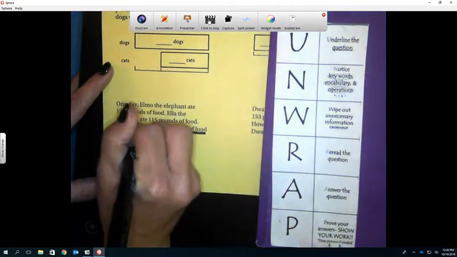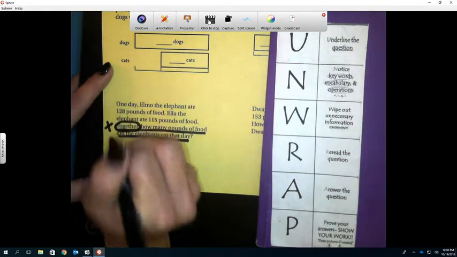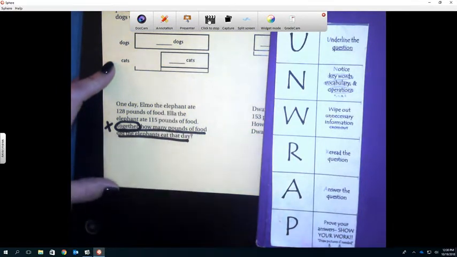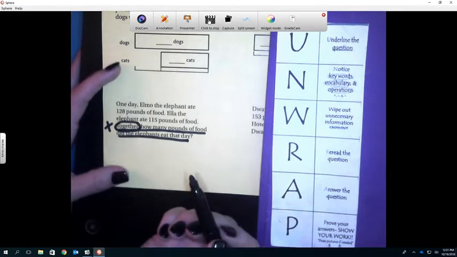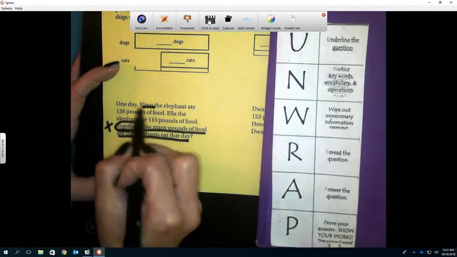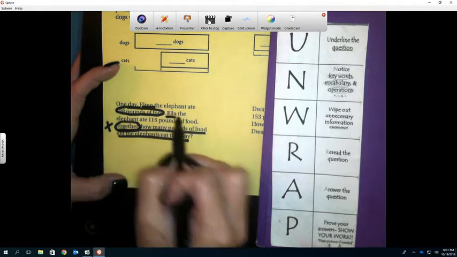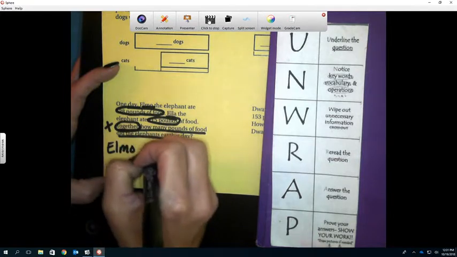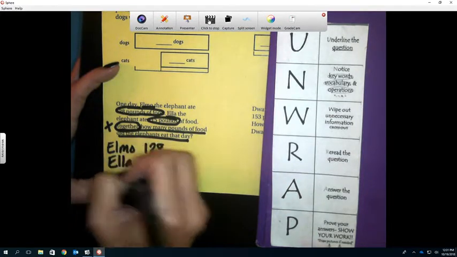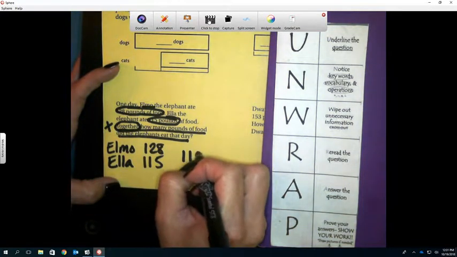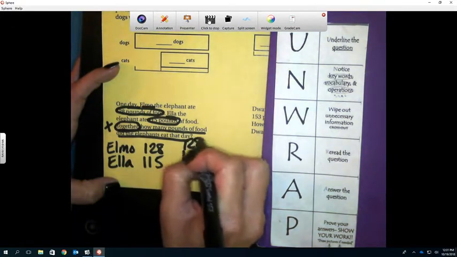So I know together is an important word. That helps me tell that I'm putting things together, which is addition, and I usually have them label out to the side as they're finding the keywords so that they see all these different operations and things they will need to do. So how am I going to find out how much they ate together? Well, Elmo ate 128 pounds of food, and Ella ate 115. So Elmo, 128, Ella, 115, and I'm going to add. So then I can set up my problem and actually add it.